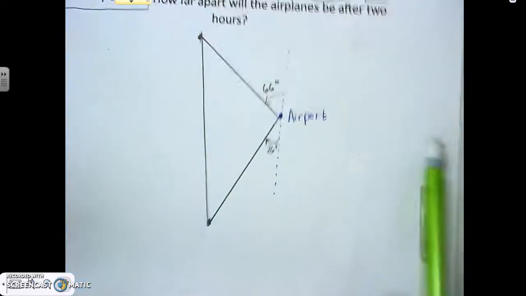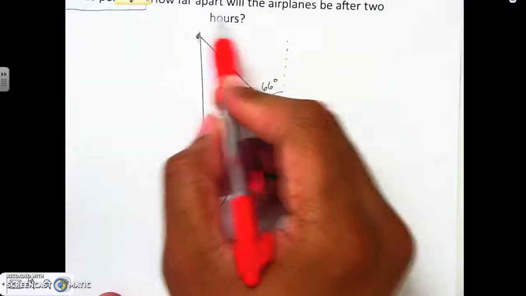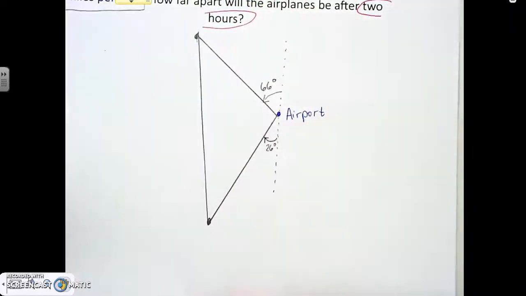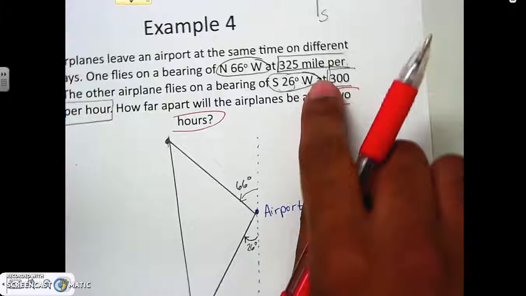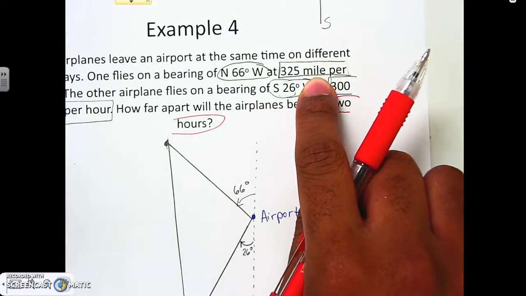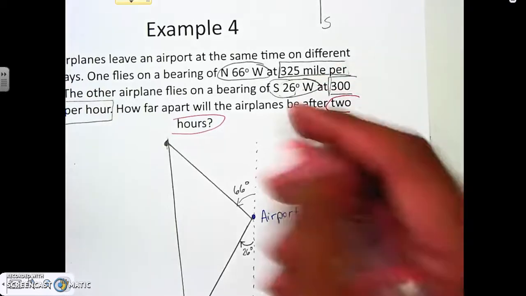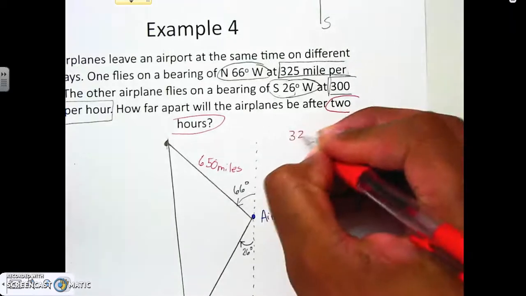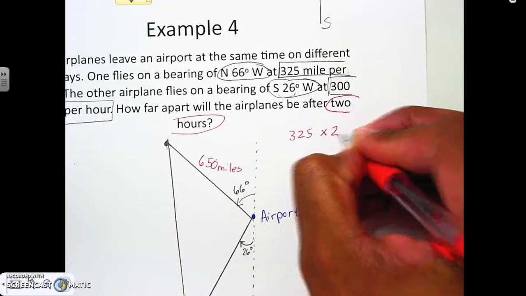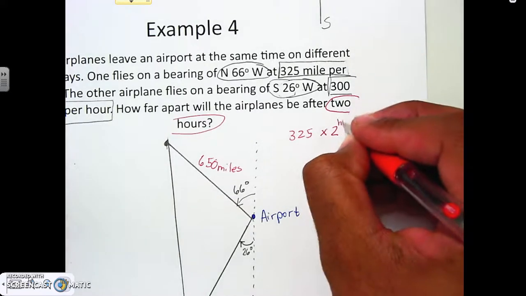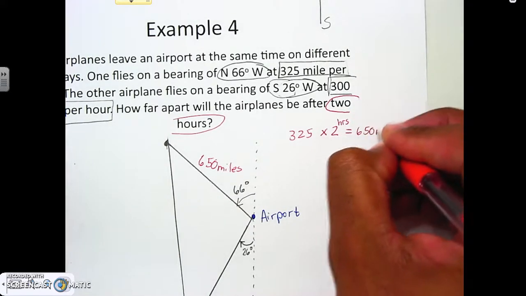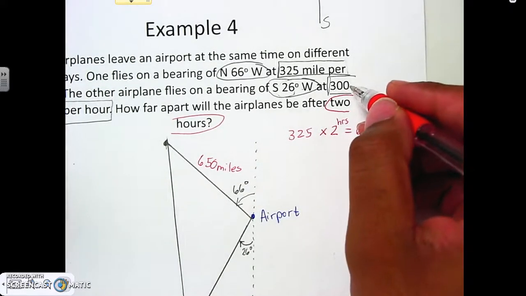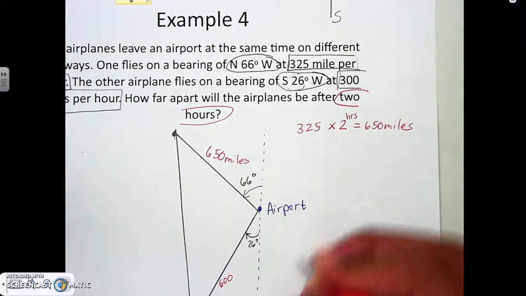Now, the biggest part here, the question asks, how far apart will the airplanes be after 2 hours? After 2 hours, how far apart are they? So that means if 1 hour does 325 miles, how many does 2 hours do? So this is 650 here, miles. Because if 325 miles is 1 hour, we multiply that by 2 to give us the 2 hours. Okay, and then here for this other one, if it went 300 miles for 1 hour, how many is it for 2 hours? 600. Multiply by 2.